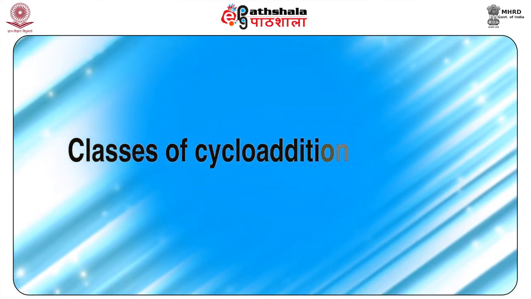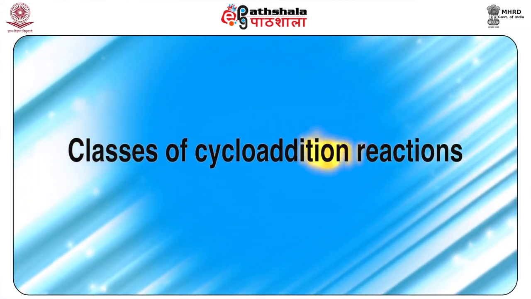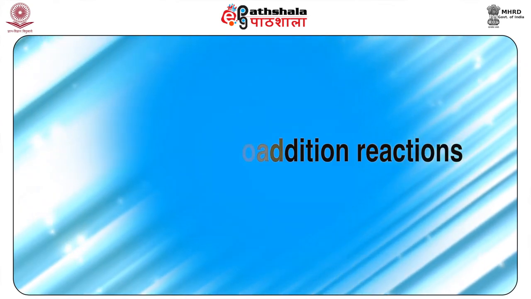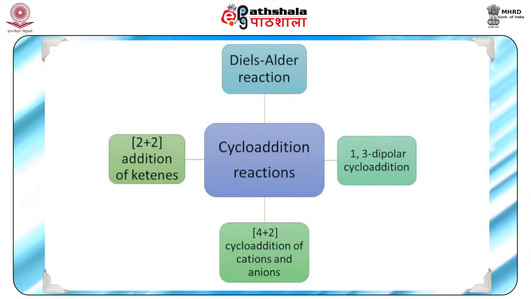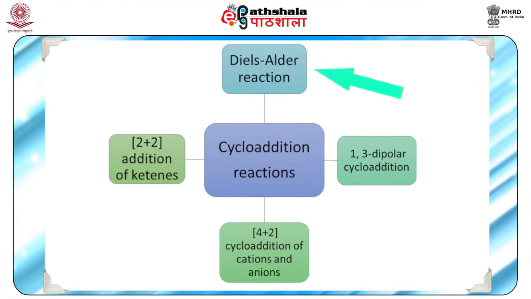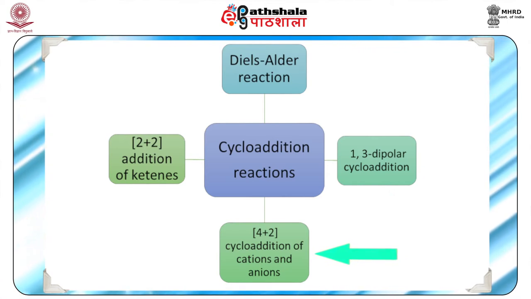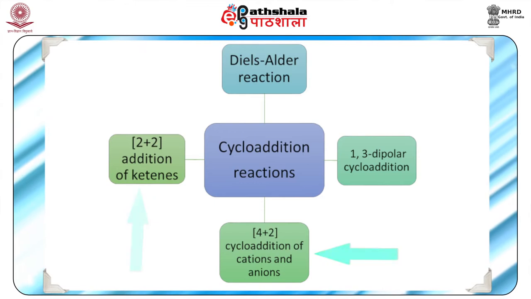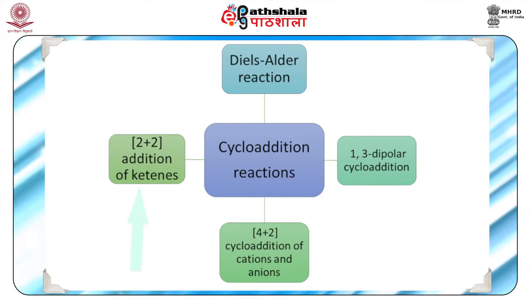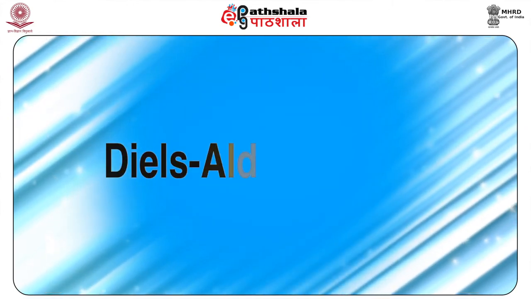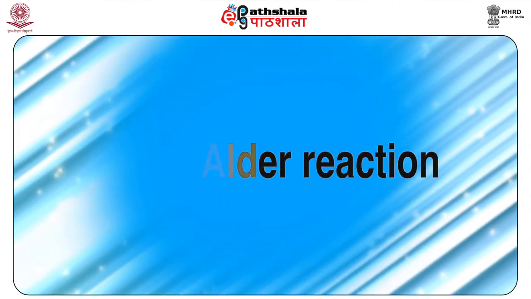Next, let us talk about the classes of cycloaddition reactions. These are Diels-Alder reaction, 1,3 dipolar cycloaddition, 4+2 cycloaddition of cations and anions, and 2+2 addition of ketenes. Let us start by talking about the Diels-Alder reaction.